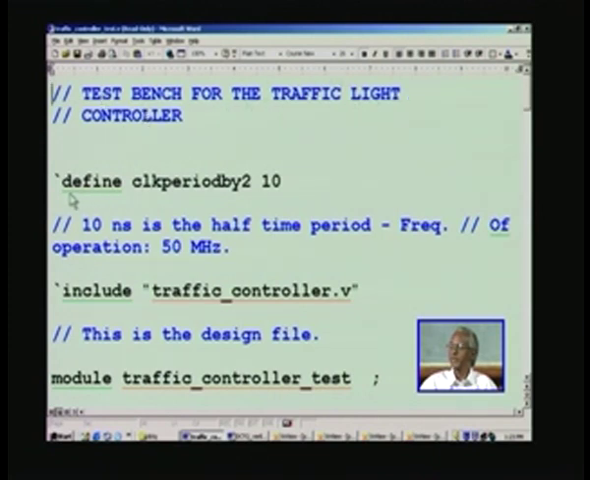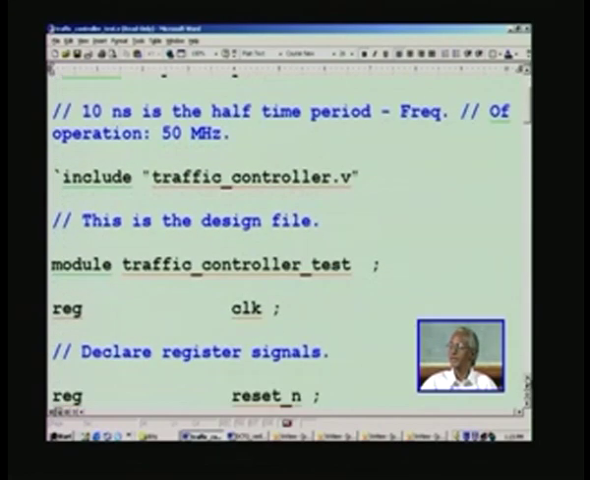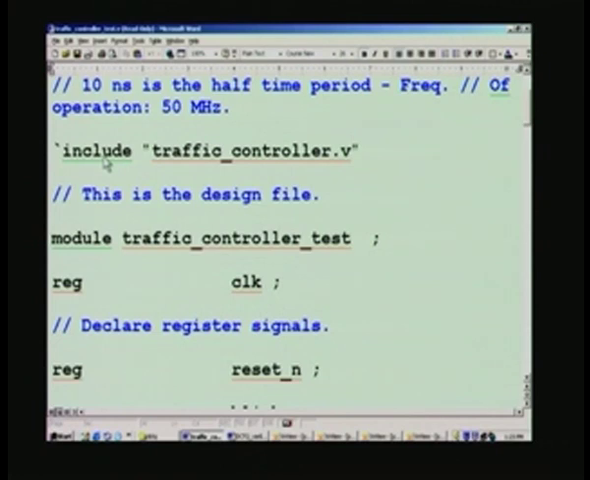And as usual we have a define statement which defines the clock. For 50 megahertz we put 10 in this variable here, that being the half time period, and we include the actual design, the traffic controller, here by the statement include. This is the design file, and this is the module we declare here, the traffic controller test bench, which is the current file.